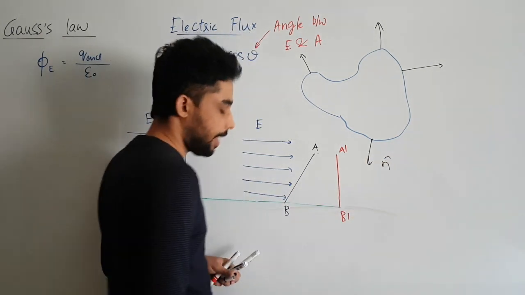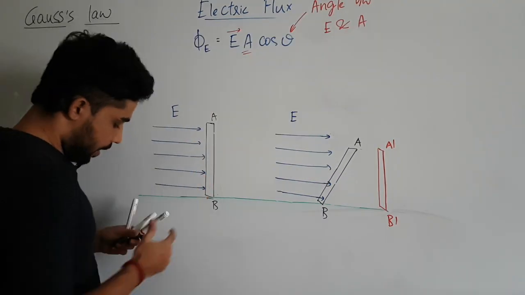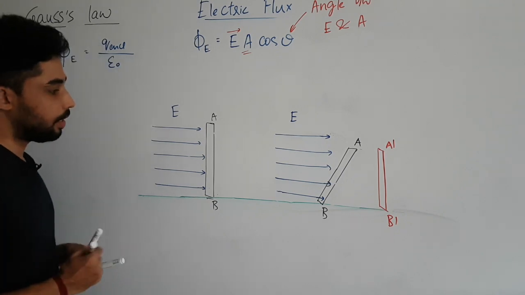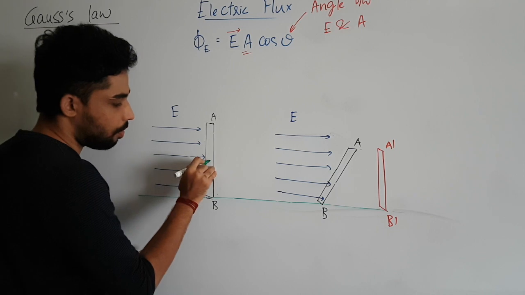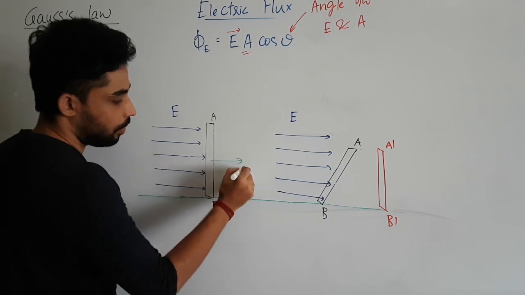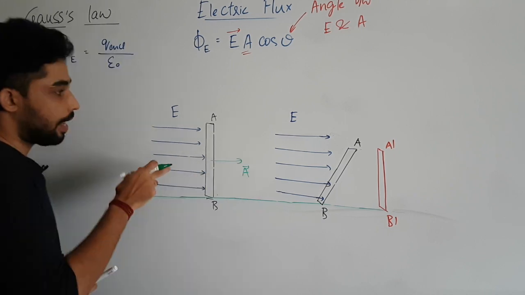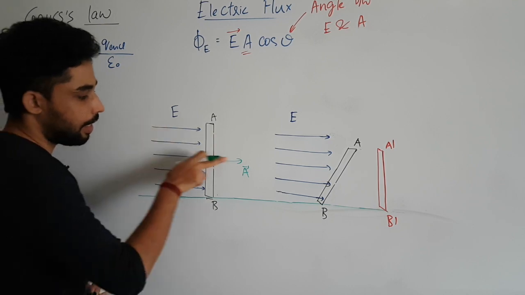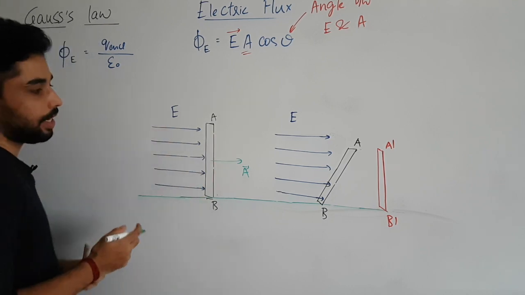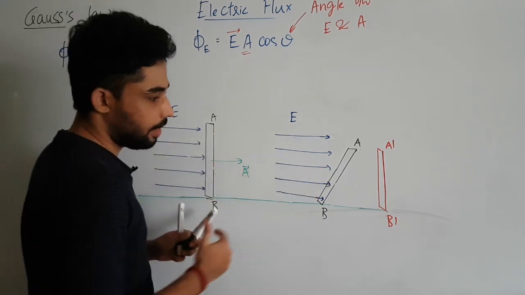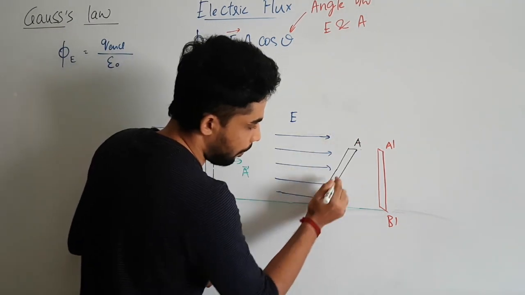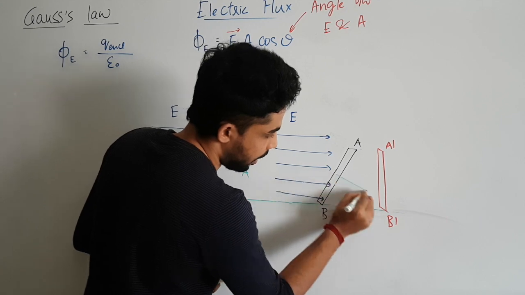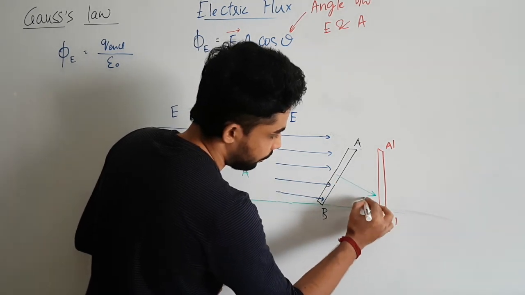We can call this n cap also. So here, if I'm drawing the area vector, it should be normal to the surface like this. So this is the area vector. And as you can see, the electric field and the area vector make an angle of 0 degrees in this case. But in this case, if this is the surface, the area vector should be perpendicular to that surface, which means it has to be like this.